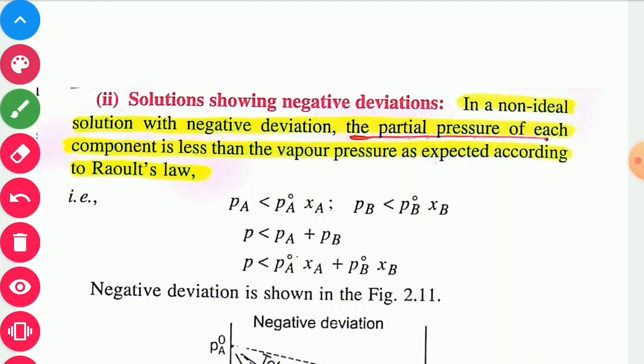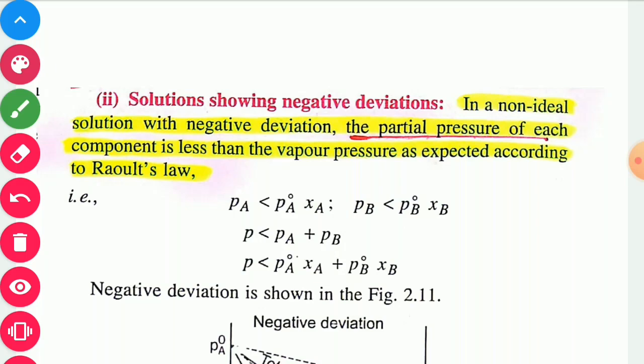For negative deviation, the partial pressure of component A is less than P naught A into XA. Similarly, the partial pressure of component B is less than P naught B into XB. So, if we take the total vapor pressure of the solution, then the total vapor pressure P will be less than P naught A into XA plus P naught B into XB.